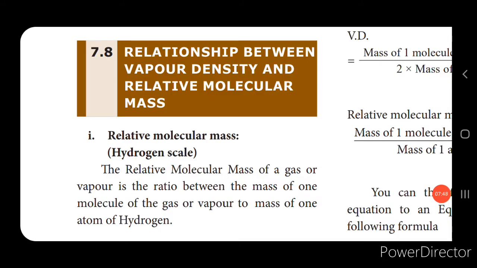Now let's go to the relationship between vapor density and relative molecular mass. We have seen the definition of relative molecular mass, where it is compared with the carbon-12 isotope. Now here we have the definition of relative molecular mass expressed in terms of hydrogen, or you can say the hydrogen scale. The relative molecular mass is the ratio of the mass of one molecule of the gas to the mass of one atom of hydrogen. So here we take the standard isotope to be hydrogen. We are comparing the mass of one molecule of any gas with the mass of one atom of hydrogen. So this is in terms of the hydrogen scale.